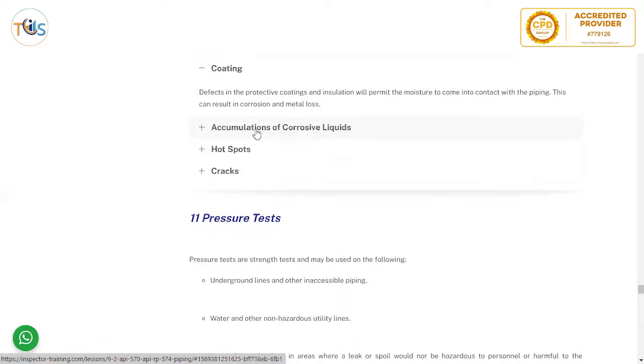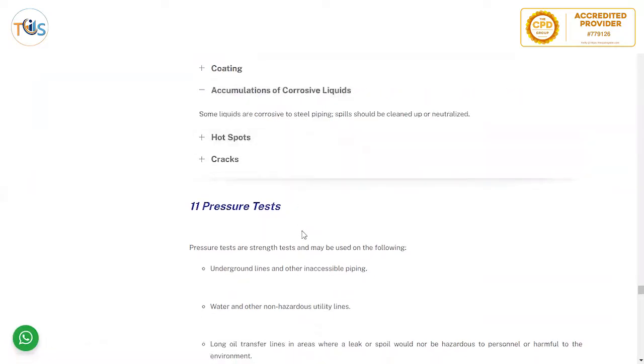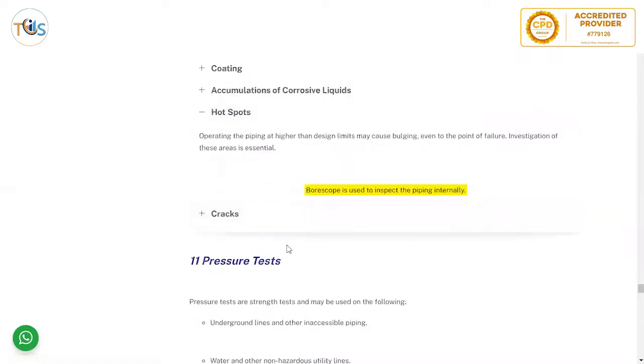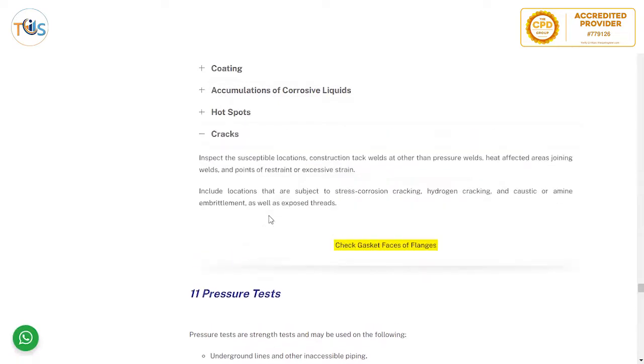So check for any coating damage. Accumulation of corrosive liquids. Some liquids are corrosive to steel piping. Spills should be cleaned up or neutralized. Hot spots. Operating the piping at higher than design limits may cause bulging, even to the point of failure. Investigation of these areas is essential. A borescope is used to inspect the piping internally. And cracks are the most dangerous type of defect.